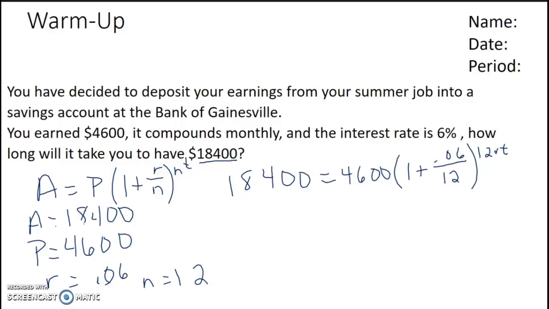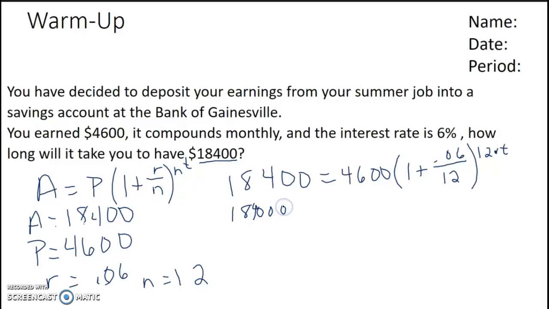So I need to start simplifying this. So 0.06 divided by 12. I have a good guess, but I need a calculator. Because everybody should have a calculator, because you should be dividing these all by yourself. Kaylee, I'm looking at you.